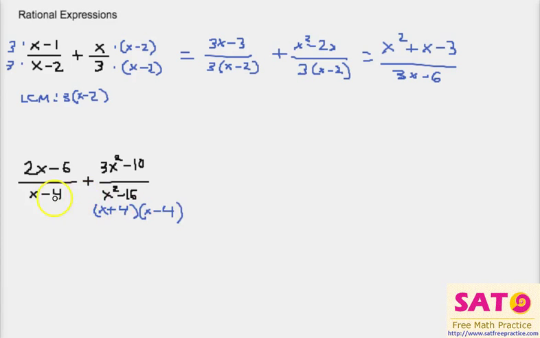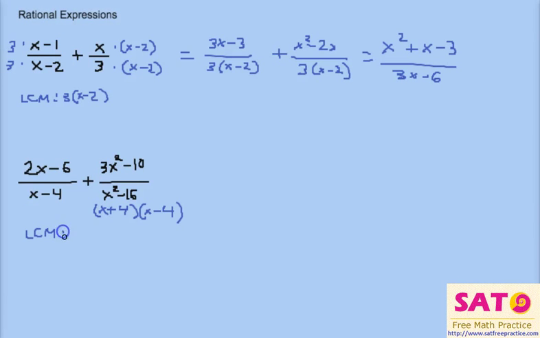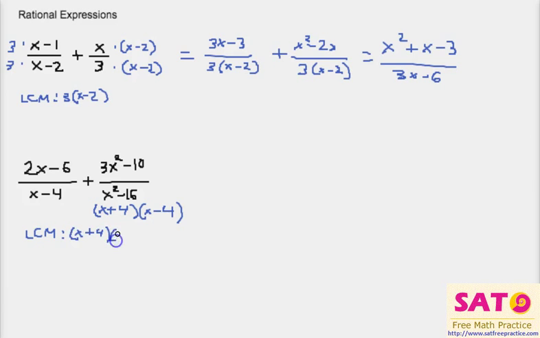To make the denominators the same, you have to multiply this side by x plus 4. And we don't need to get two x minus 4s by multiplying all of them, just get the least common multiple. So here, the least common multiple would be x plus 4 and x minus 4. Alright, let's multiply this side by x plus 4. So here, we're going to multiply the whole side by x plus 4.